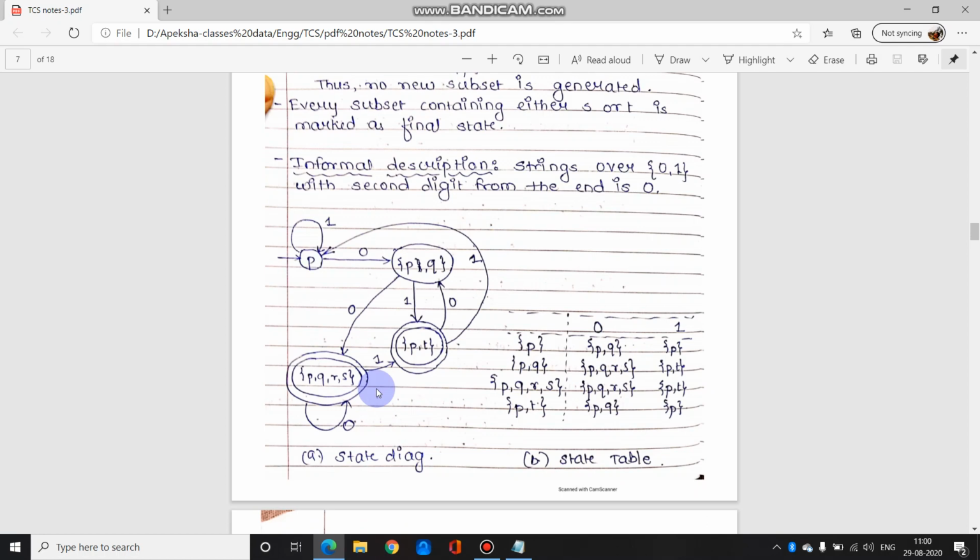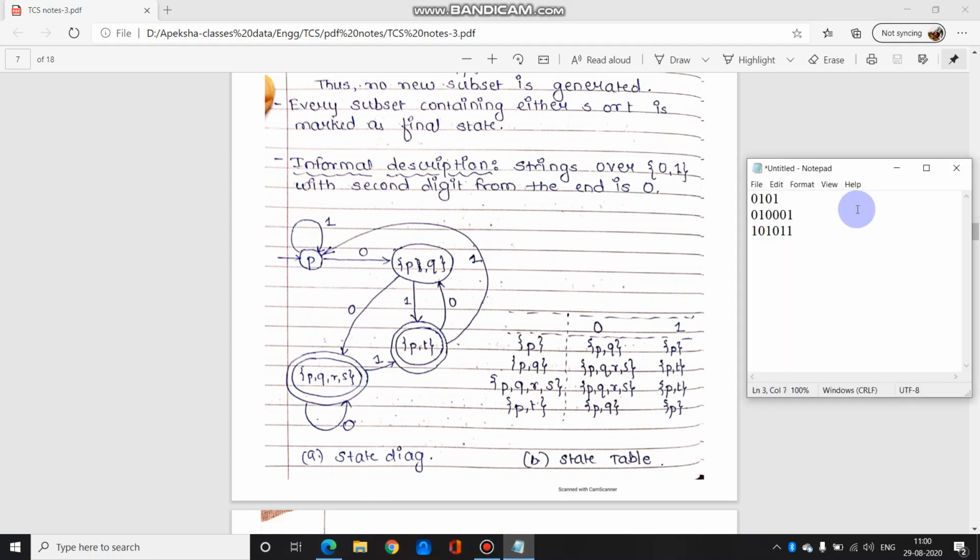Now if you look at this diagram carefully, we'll consider examples of zeros and ones to see how this machine accepts numbers. Let us say the first example is 0101. Let us see if this input takes us to the final state or not. S and T are final states in the original diagram. So the S state is over here, the T state is over here, so these are our final states.